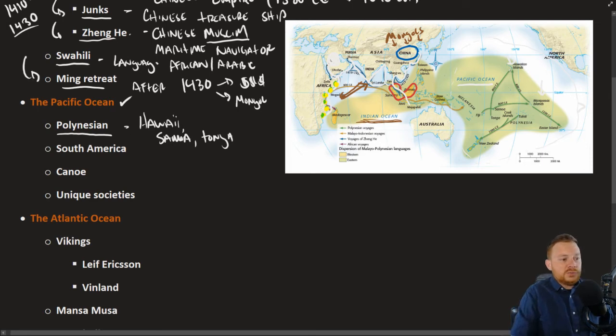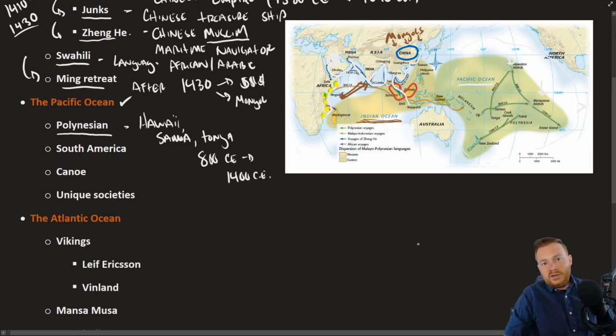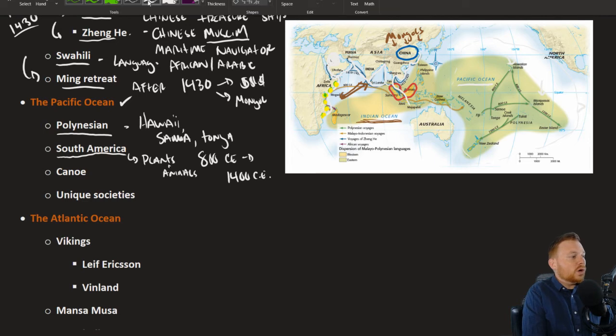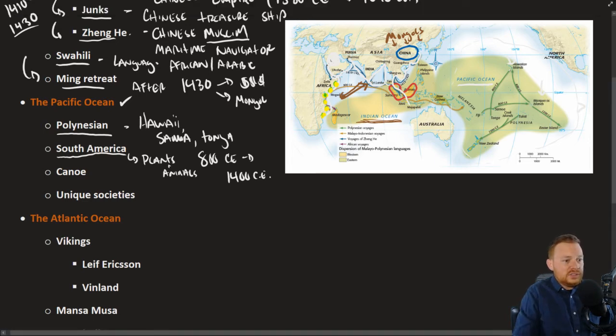And these various explorations took place anywhere between, and you can get an indication of some of these dates here, but a little bit more recent, anywhere from about 800 CE till about 1400 CE. And these migrations were a lot less common than what was occurring in the Indian Ocean. There is evidence that Polynesian culture did reach South America. We have things like plants and animals that tell us that there was at least one, perhaps more, migrations from these islands to South America.